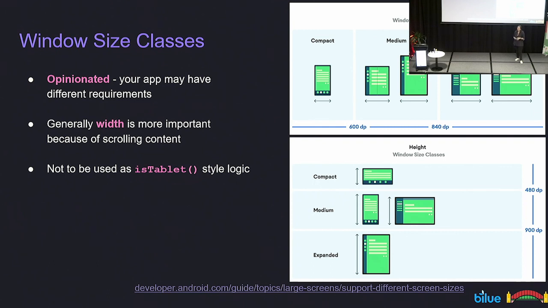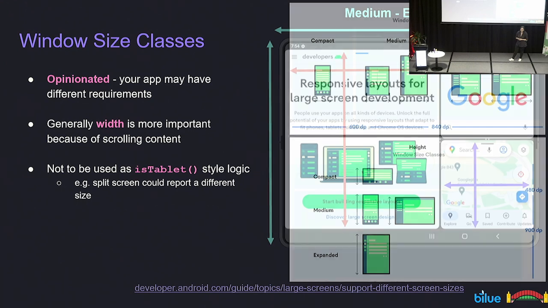And as I've said before, we don't want this to be used for tablet style logic. We want to look at what type of screen we have and respond. Because we're working with larger screens, the app may actually be a smaller window in that larger screen. So a split screen could report different sizes, even though the app is working on a tablet, for example.